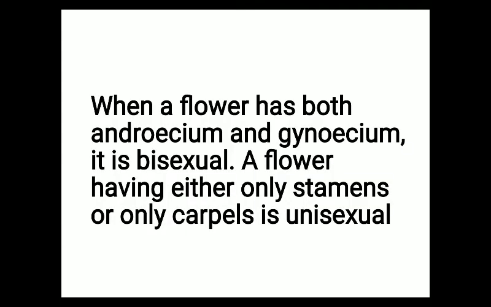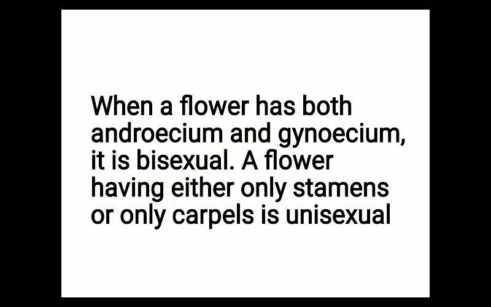When a flower has both androecium and gynoecium, it is bisexual. A flower having either only stamens or only carpels is unisexual. Now we can categorize flowers on the basis of the reproductive structures present in them. If any flower possesses both reproductive structures, that is, stamen as well as carpel, such a flower is known as a bisexual flower.